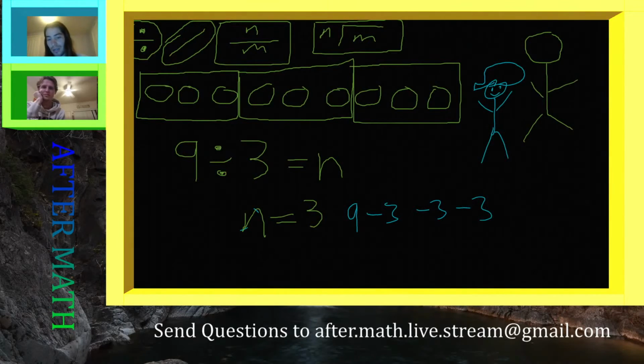Division is subtraction, trying to get as close to 0 as possible.